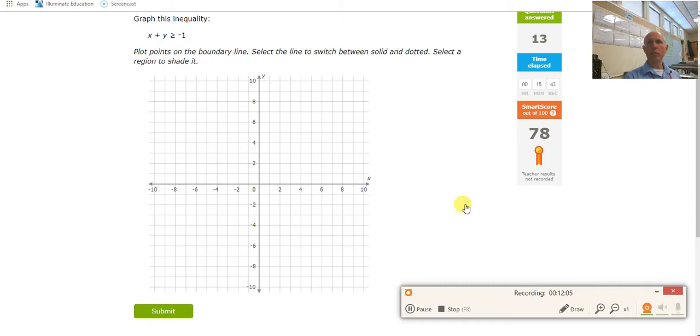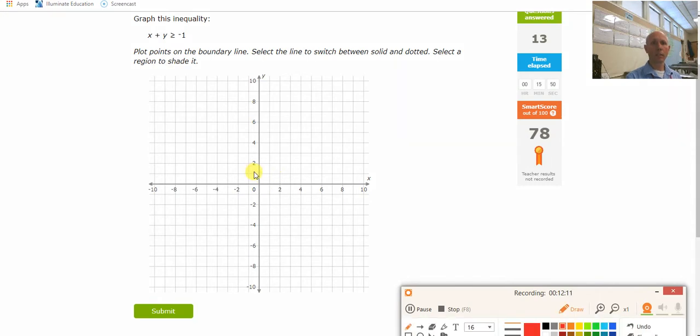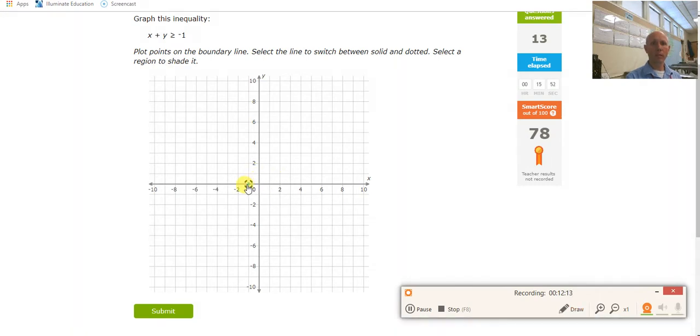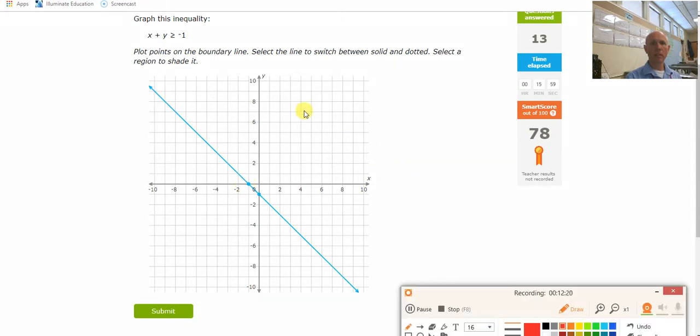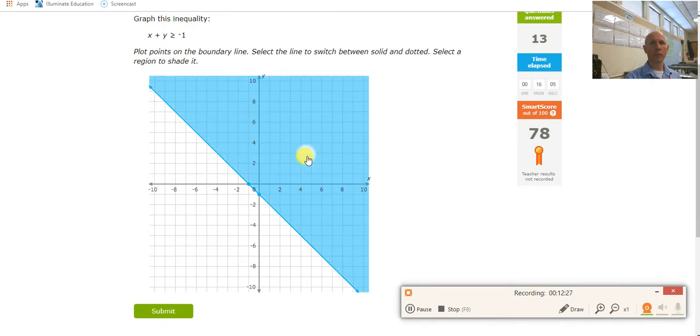Actually, I can do this one using mini equations. I probably could have done other ones. This is y equals negative 1 and x equals negative 1. So there's the line, solid. And let's test 0, 0. 0 plus 0 is greater than negative 1. That's true. So this is my true side right here.